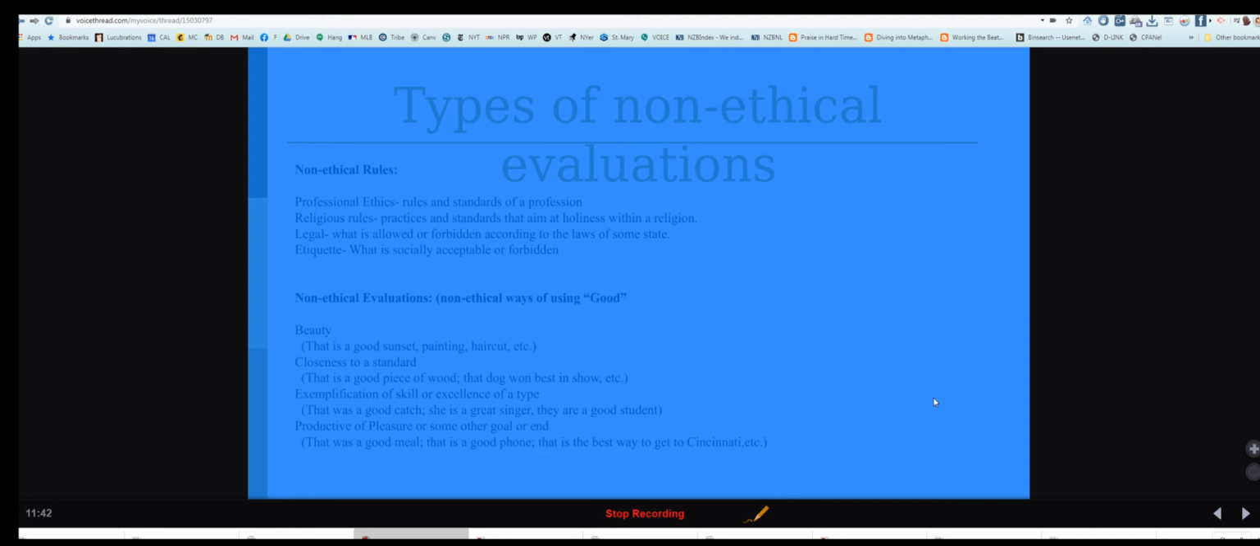We may like or hope that our professional ethics and our religious rules and our legal rules, our laws, really do reflect morality or are based upon morality, but they need not be. And there's also rules of etiquette, or what's socially acceptable or forbidden, what will make you shunned or get you canceled in contemporary culture. Again, those may be based upon moral rules, but they may not be.